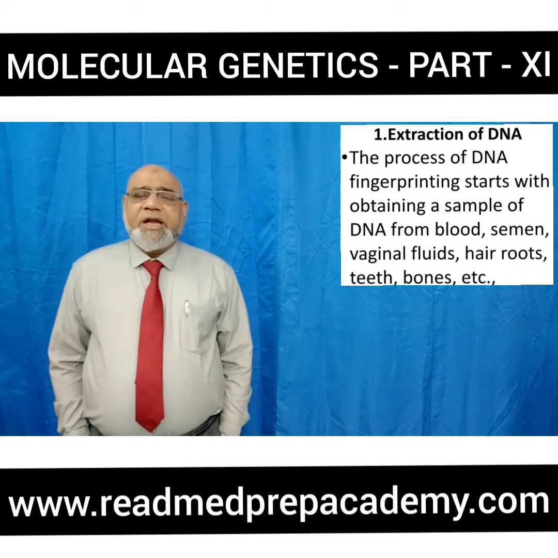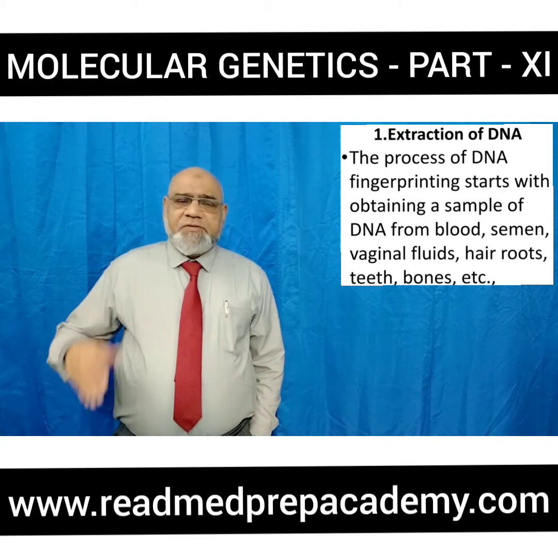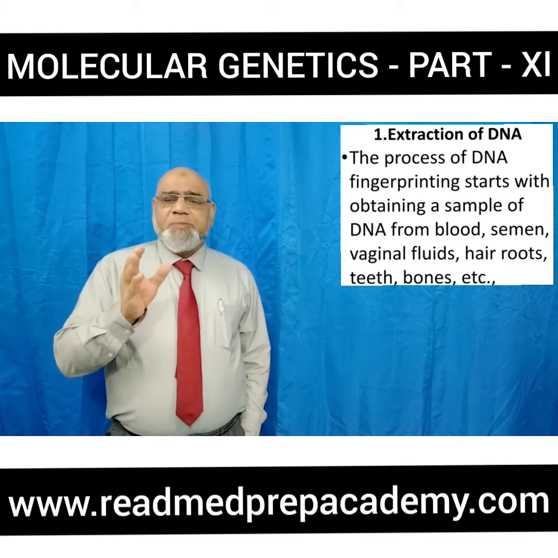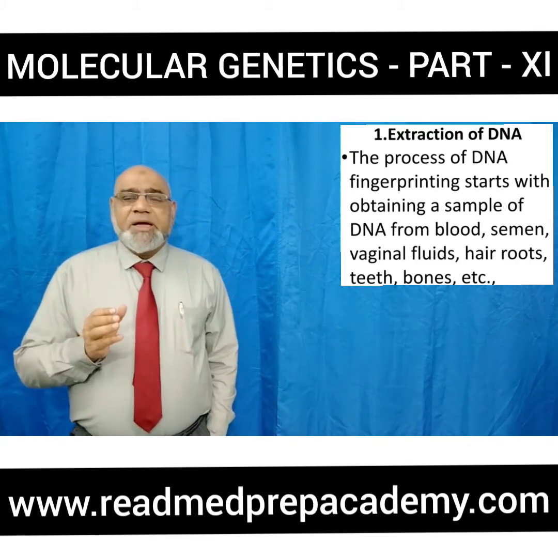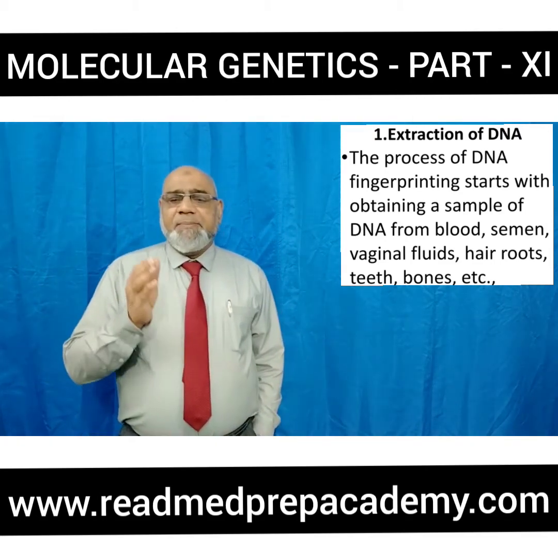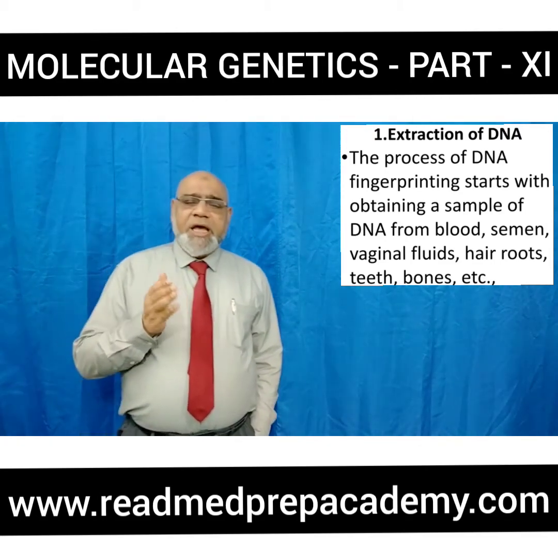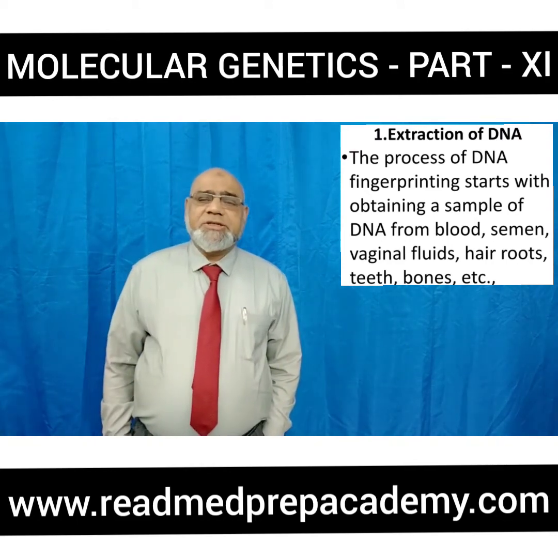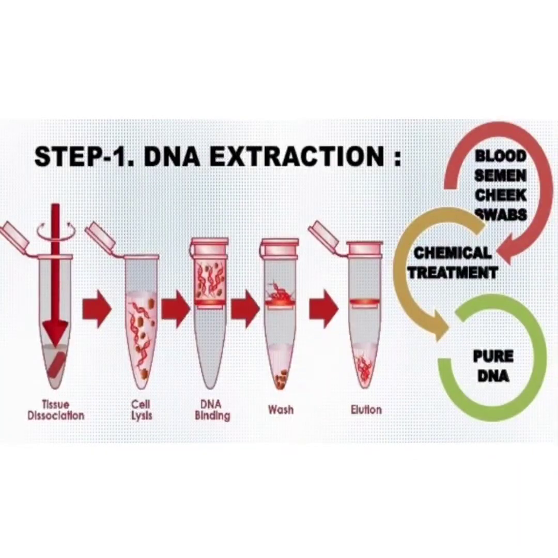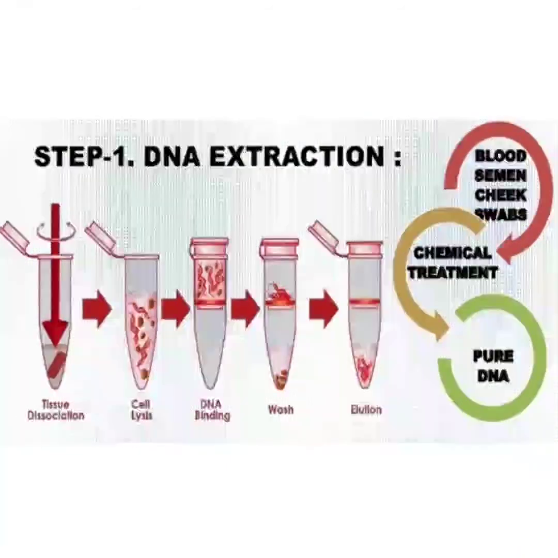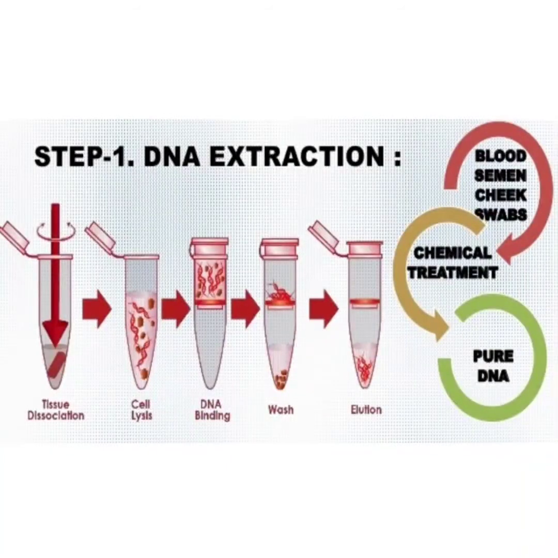In extraction of DNA, which is step 1, the process of DNA fingerprinting starts with obtaining a sample of the DNA from the site of crime, like the blood, semen, vaginal fluids, hair roots, teeth, bones, etc. How is this DNA purified? The tissue taken from the scene of crime is dissociated, the cell lysis is made, the DNA binding is done, and it is washed again and a pure DNA is obtained.